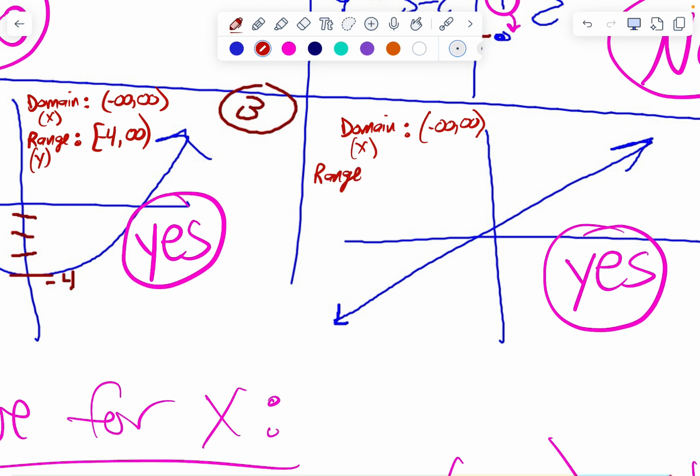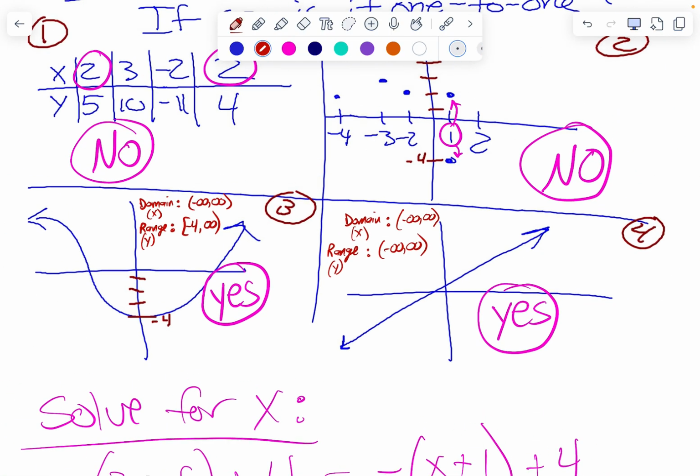How about range? Now we're talking y values that the function is giving us. This means it will keep going down and down forever and ever, and also up forever and ever. So what y values does this make? Yep, also -infinity to infinity. Cool.